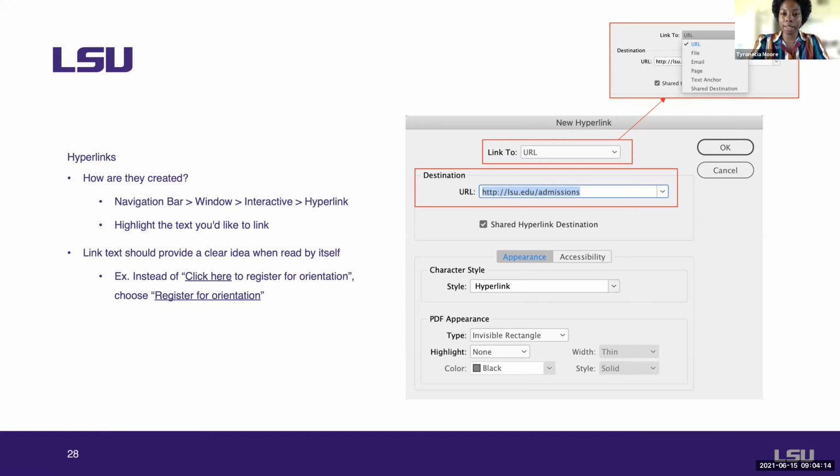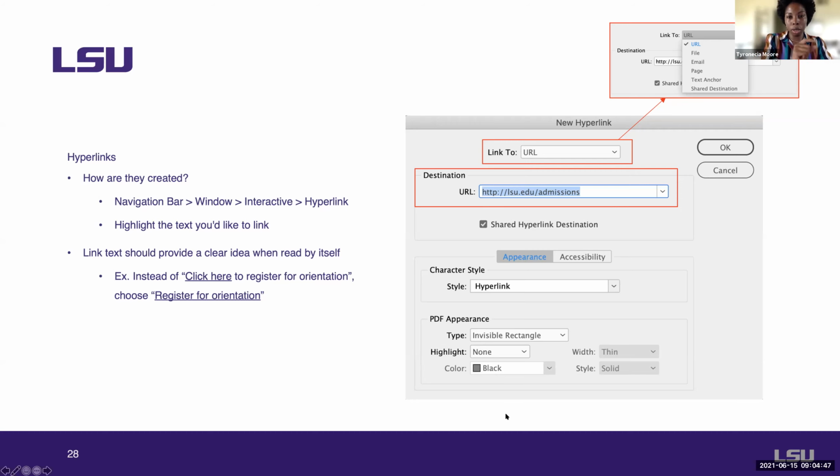I'm pretty sure everyone has a general idea of what a hyperlink is. It's a piece of clickable text that navigates you to another page, another PDF, an image. When you're creating a hyperlink in InDesign, everything's going to happen in one panel. So it's probably the easiest thing you could do as far as making that piece of type accessible. What you're going to do is go to your navigation bar, go to Window, Interactive, and then Hyperlink, and then boom, it's there.